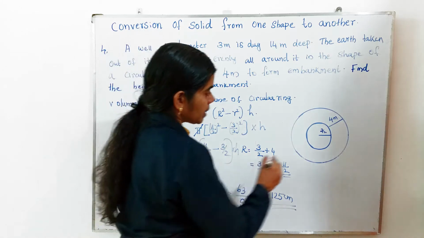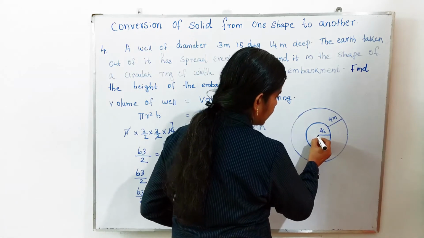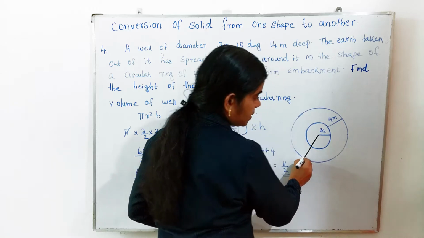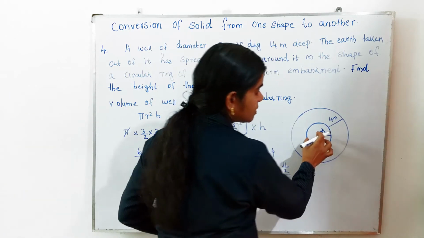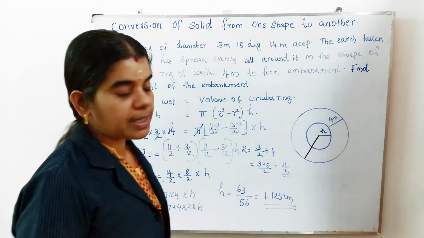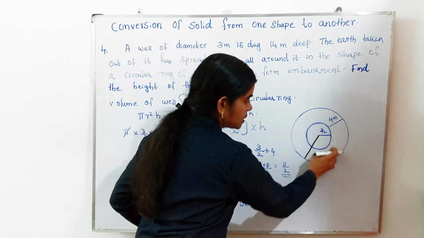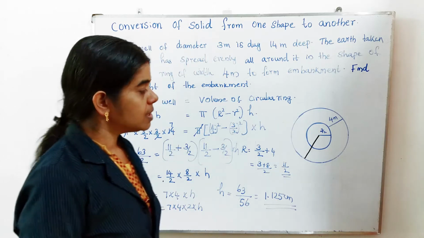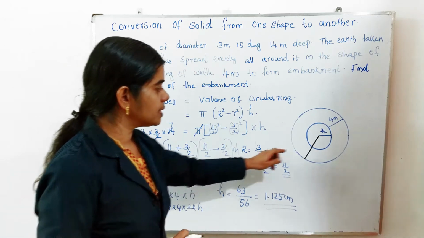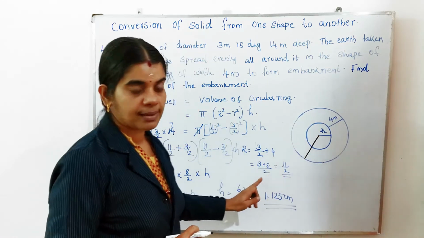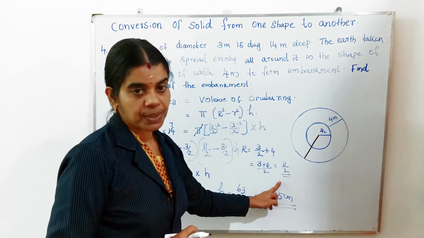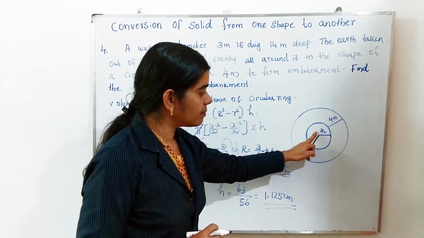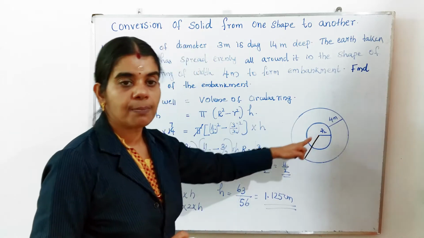Just look. First we will find out the area from here to here. Then we will subtract that area from the well area. Then you will get the embankment, this ring area. So capital R, the radius of the bigger circle, is equal to 3 by 2 plus 4, that is 11 by 2. Then the radius of the well, you know, is 3 by 2.